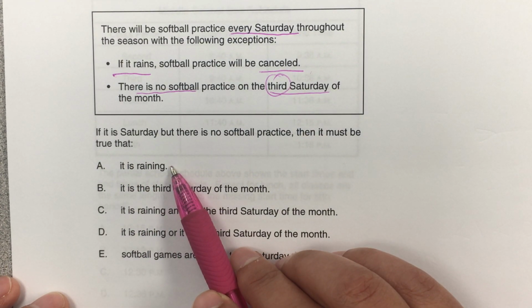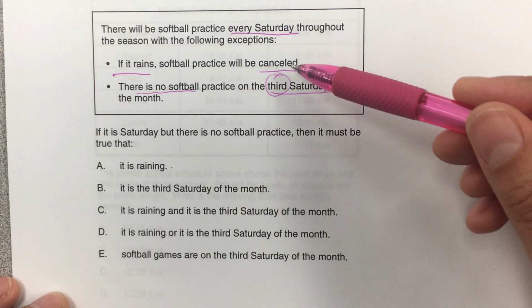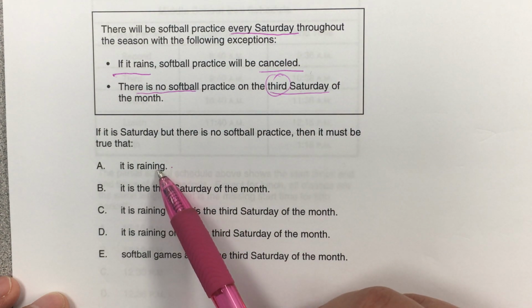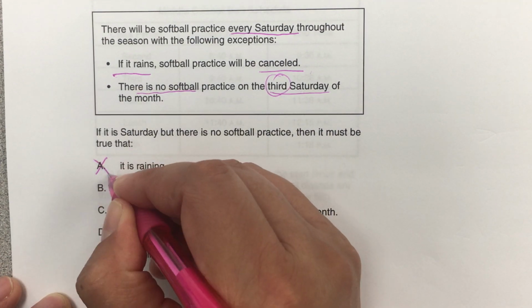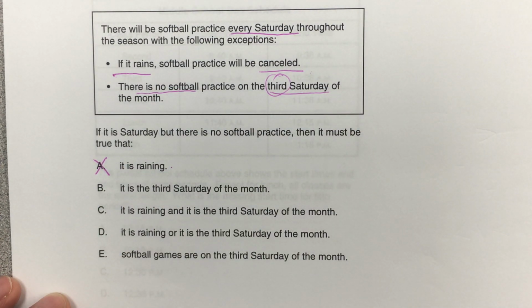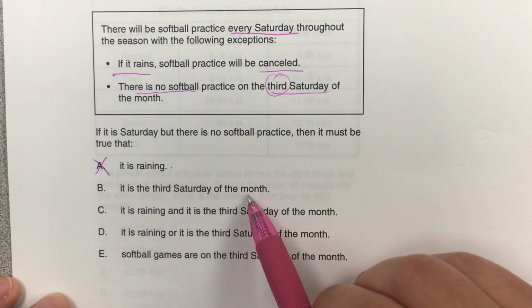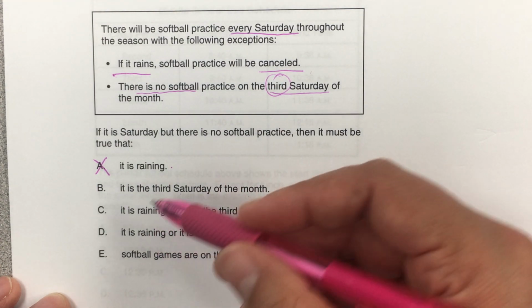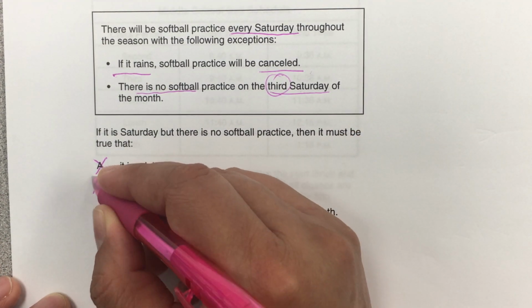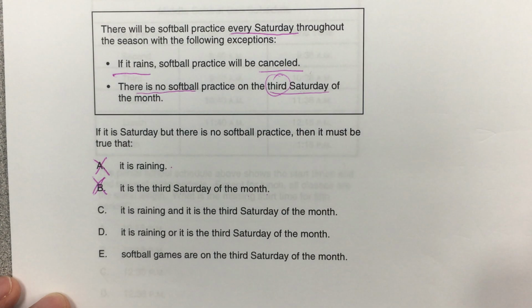Not necessarily. We don't know, because it can be one or the other. Right? It might be raining or it might be the third Saturday, so that alone will not give us the explanation. It is the third Saturday of the month. Again, we don't know why there is no practice. It might be that it's one or the other, so alone doesn't make sense.